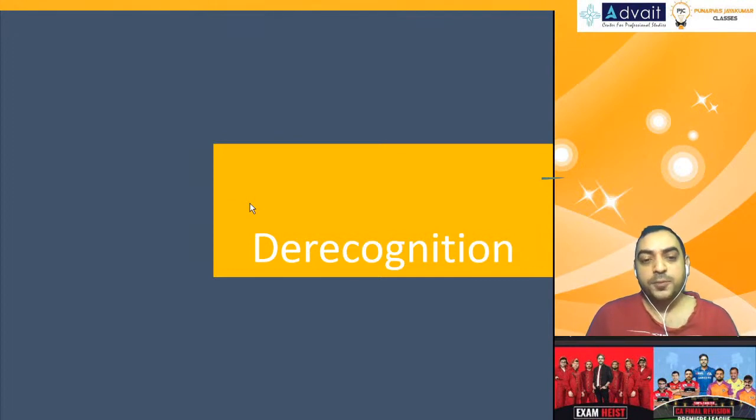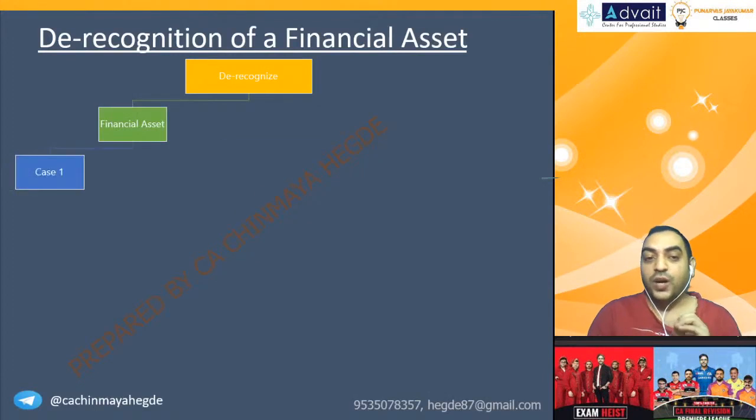So now let us go into the segment directly, that is on financial instruments. We discussed what we mean by financial instruments, classification of financial assets and financial liabilities, recognition, and subsequent recognition. Now we'll go for the derecognition part. Derecognition means when you take out from your books of accounts.